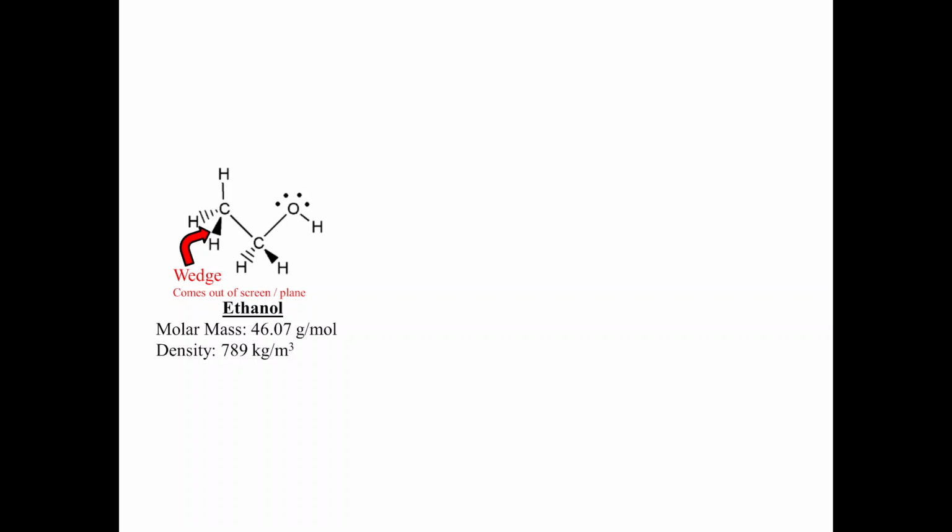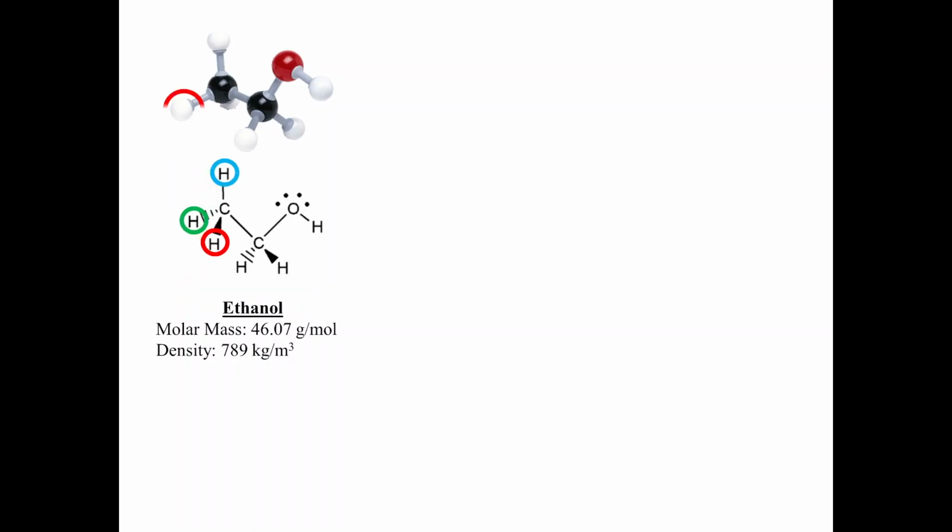And then we have another triangle with spacing in between it, or dashes. This is considered to be a dash, and this means that this hydrogen is going into the screen, or going into the plane. To represent this a little bit better, we have a picture of a model kit here, and I'm going to put up some color-coordinated circles on it. We have a red hydrogen coming out of the plane, a green hydrogen going into the plane, and then a blue hydrogen that's in the plane of the molecule just going up.